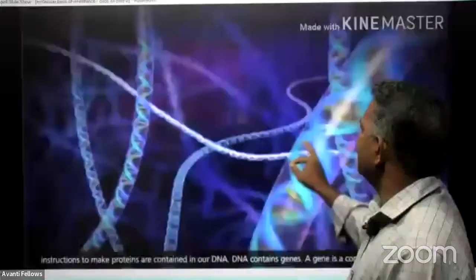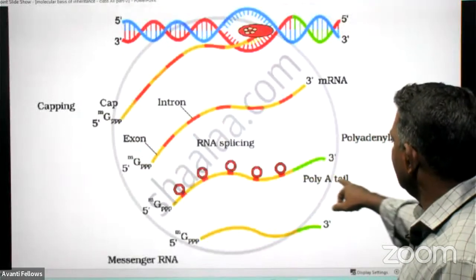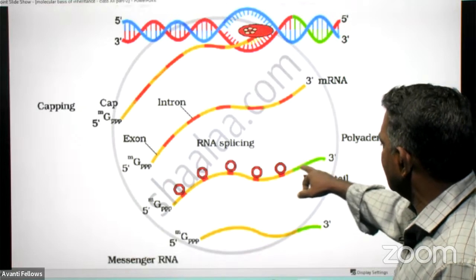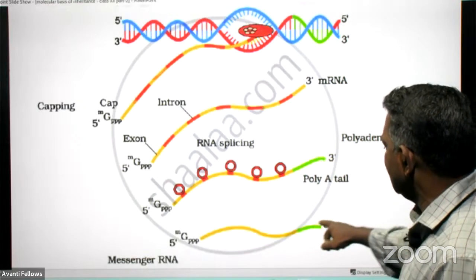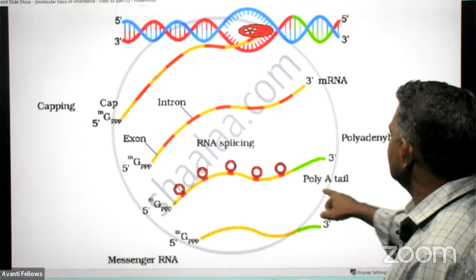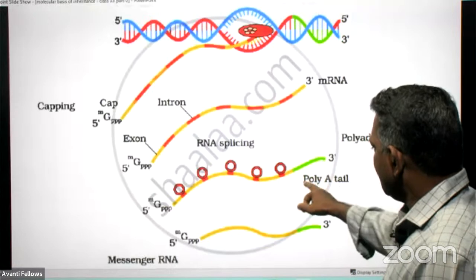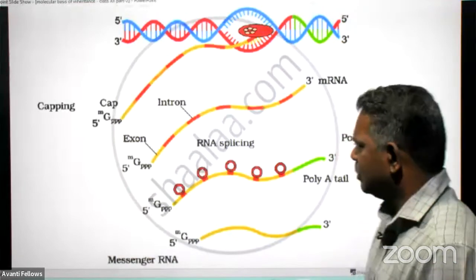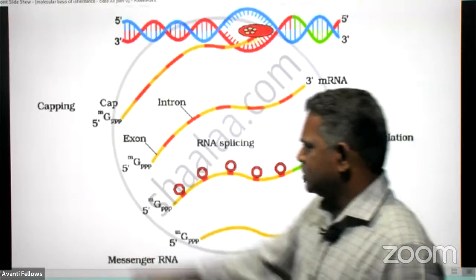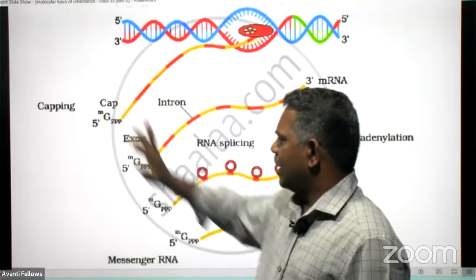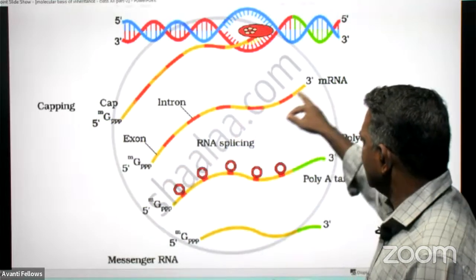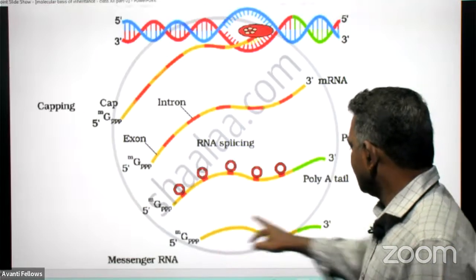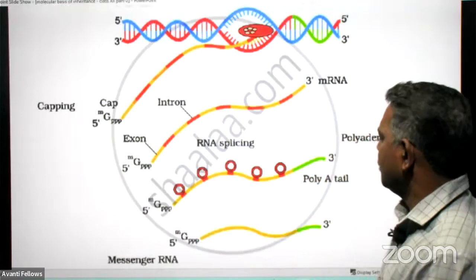Here, in the tailing, polyadenylate residues, 200 to 300 in number, are added at the 3' end. It is given in this green color here. And this is the polyadenylate tail, and this process we call the tailing. So there are three processes here. One is capping, and that is at the 5' end. Another one is splicing, the removal of the introns from the exons. And another one is the tailing at the 3' end only.